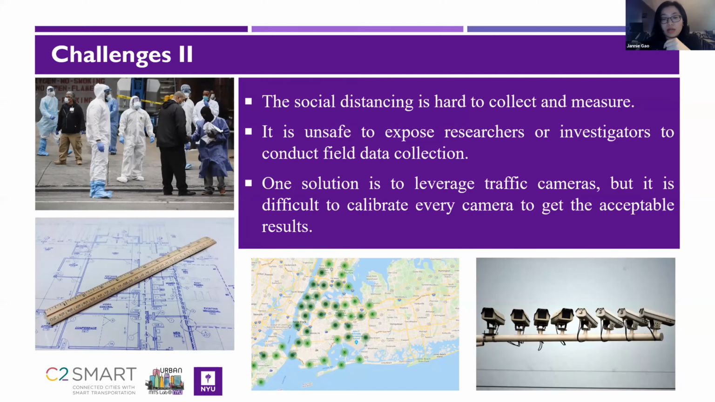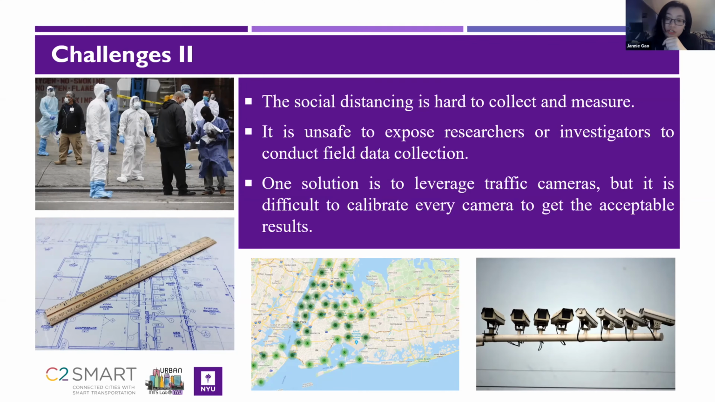So from the aspect of researchers and also agencies, in order to collect this data, we will need to send people outside. And the challenge here is it is really unsafe to expose investigators to conduct field data collection. So one intuitive solution that we have in mind is, what about leveraging those traffic cameras that are already out there? In New York City, we have over 700 traffic cameras, and most of them are actually facing urban streets, not facing the highway. So we are able to capture some of the pedestrian movement.